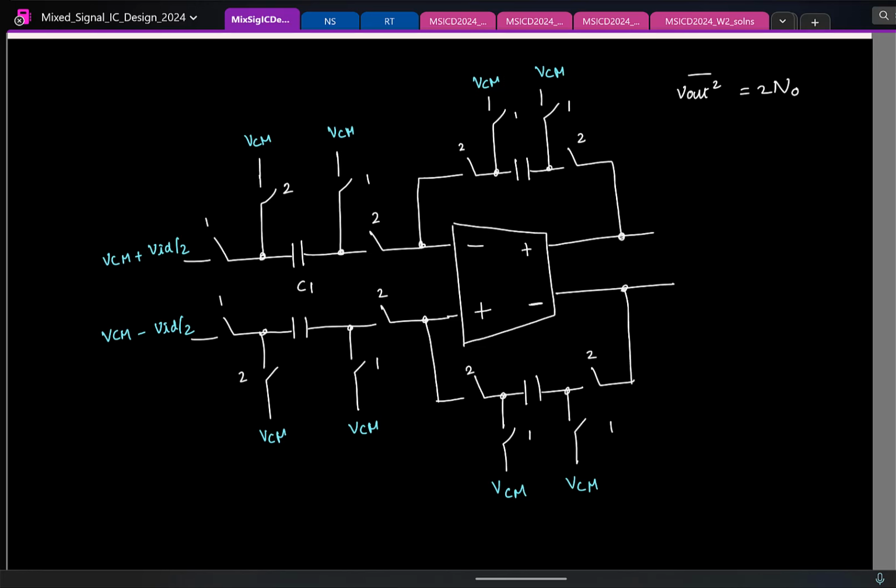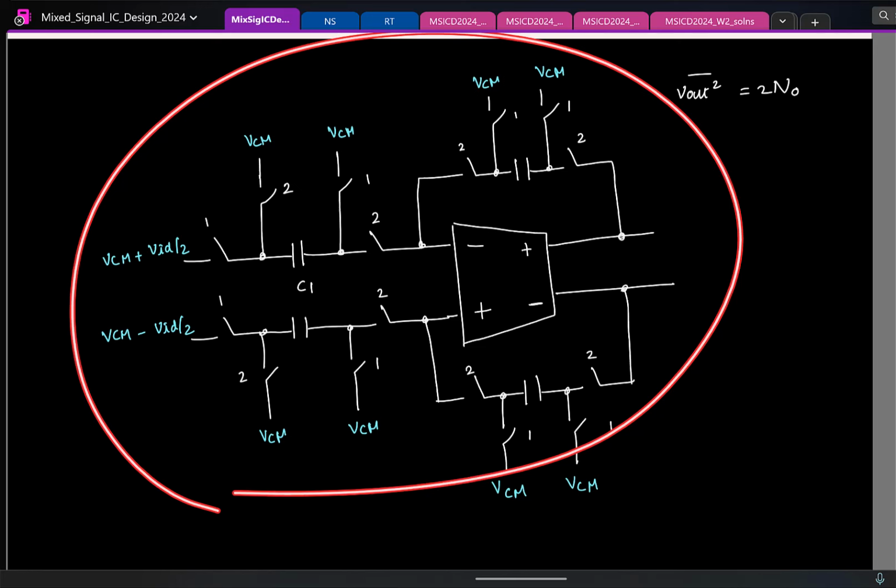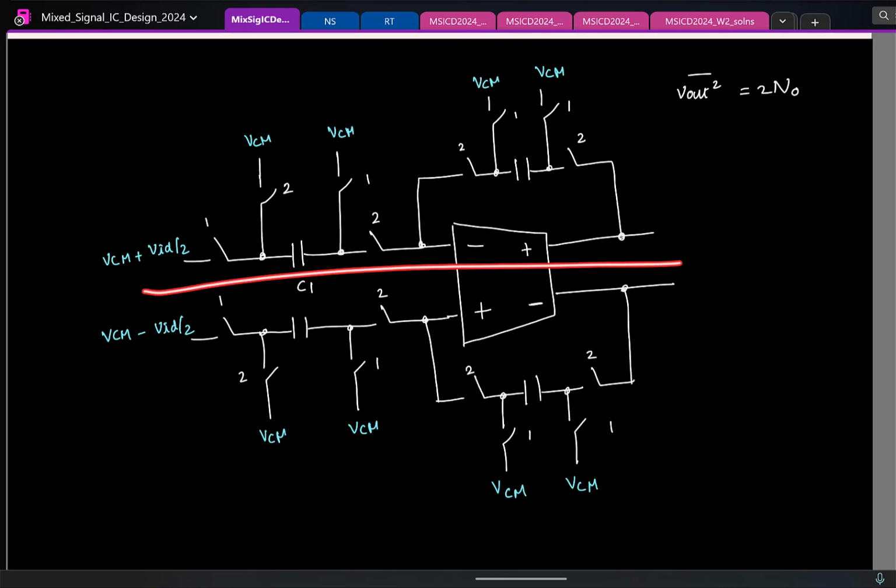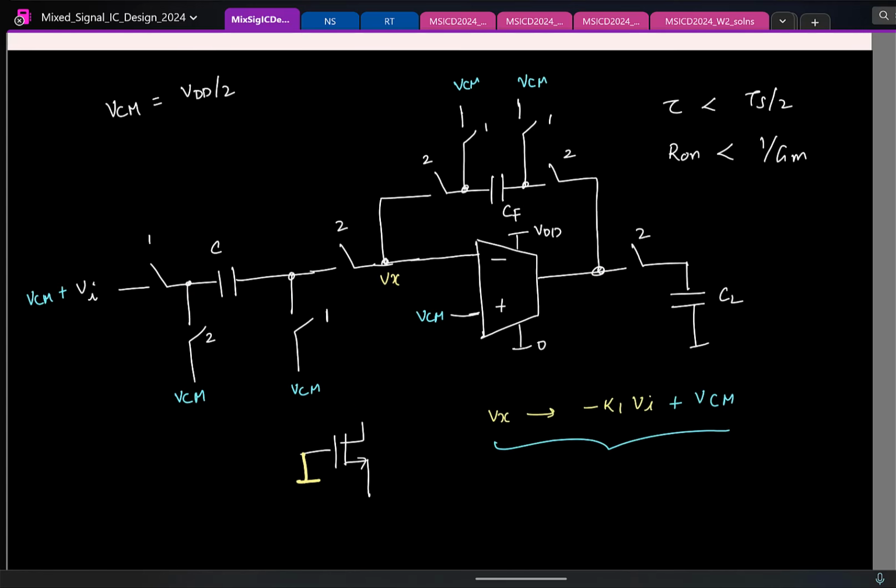So if someone gives you this kind of a big looking differential circuit, you first take only one half of it. So basically cut this into half. That basically comes down to this. Then you calculate the noise for this one and then multiply it by a factor of 2. As simple as that.